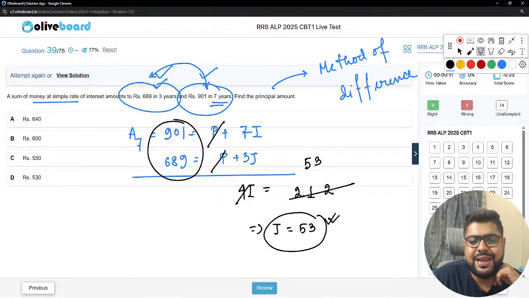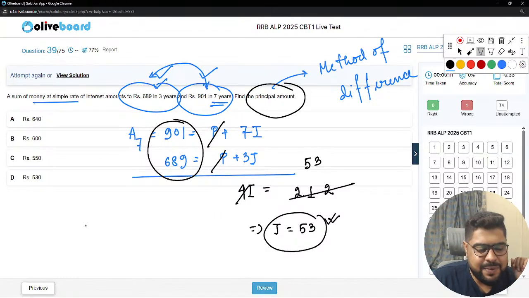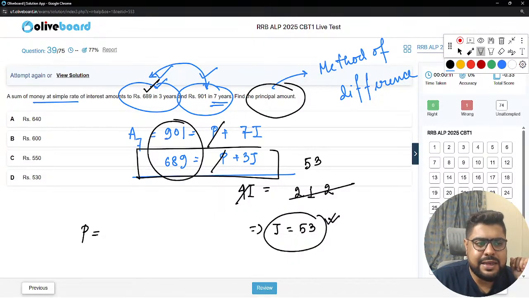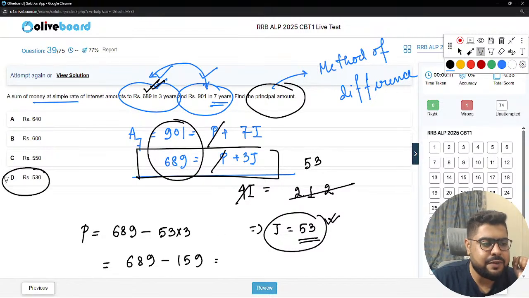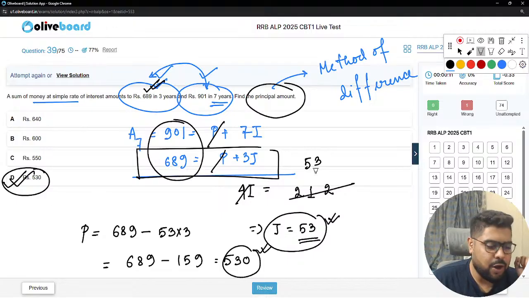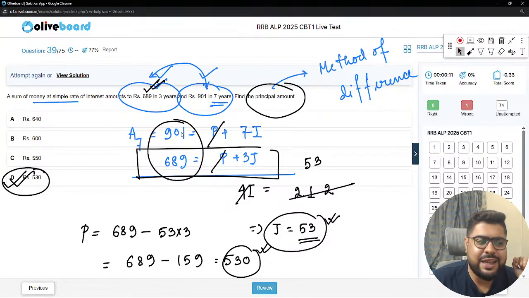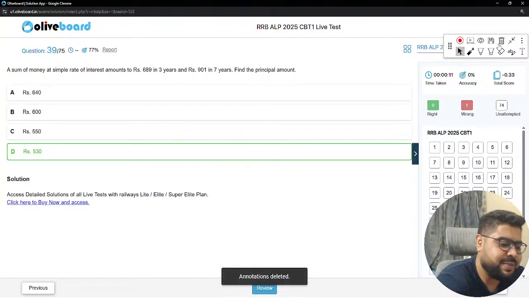But again, they are not asking interest, they are asking principal. So principal will be how much, sir? If I go with this equation, 689 rupees in 3 years. How much will principal be, sir? 689 rupees minus, every year the interest is 53, so 3 years it will be 53 times 3. 689 minus 159, so 530 is the answer. 530 rupees is the answer. Option number D. Option number D, 530 will most definitely be our correct answer, sir.